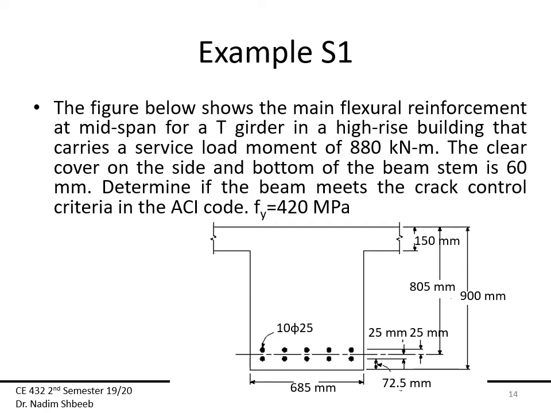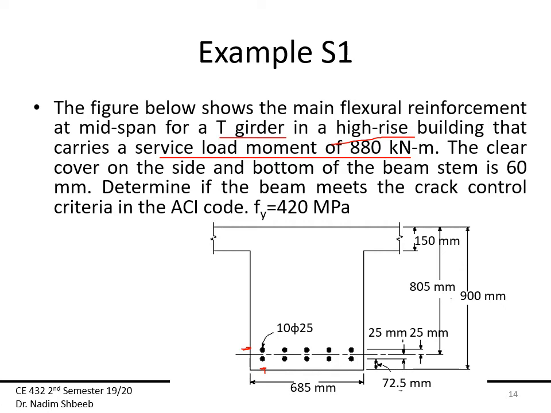In this example, the figure below shows the main flexure reinforcement at midspan for a T-girder in a high-rise building that carries a service load of 880 kilonewton meters. Please note that for any crack control or deflection calculations, we only use service loads. There are no ultimate loads involved whatsoever. Okay. Now, the clear cover on the side and bottom of the beam stem is 60 millimeters. So this is the side cover, and then this is the bottom cover.